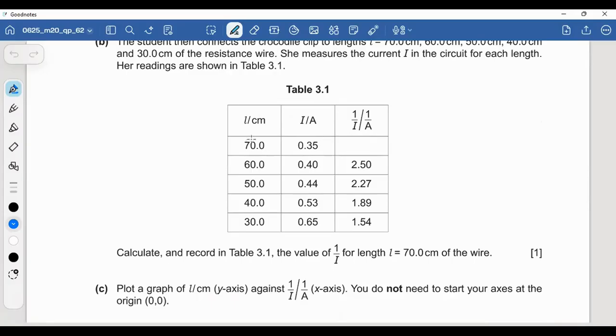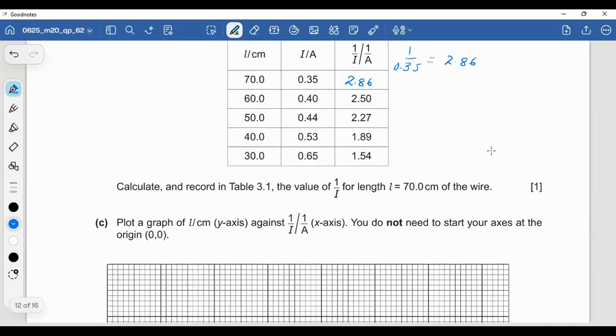We can see that lengths are here, currents are here, and 1 by I, the inverse of current, is here. How can we find it? We just need to do 1 by 0.35, and by calculating it we get 2.86. However, others are in 3 significant figures, so we will also write 2.86 in 3 significant figures.